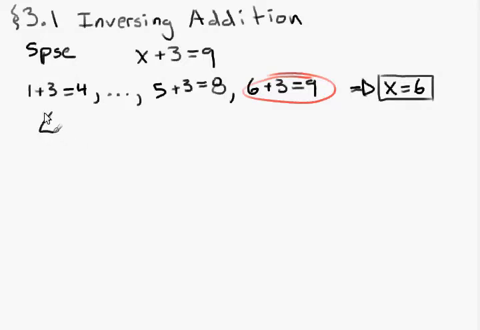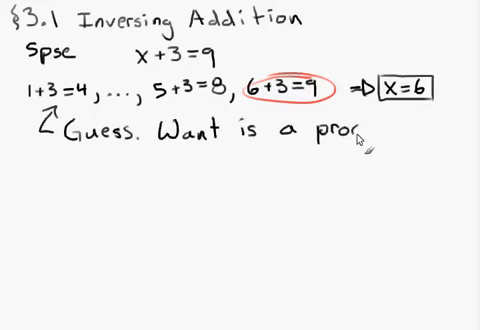But what we just did here was just a whole bunch of guesses. We were just guessing. What we want is a process. We don't want to deal with all of this guessing. We want to jump to the answer. We don't want to have to do, this was what, 6 separate additions? That's 6 too many, or 5 too many. We don't want to have to do all of that.